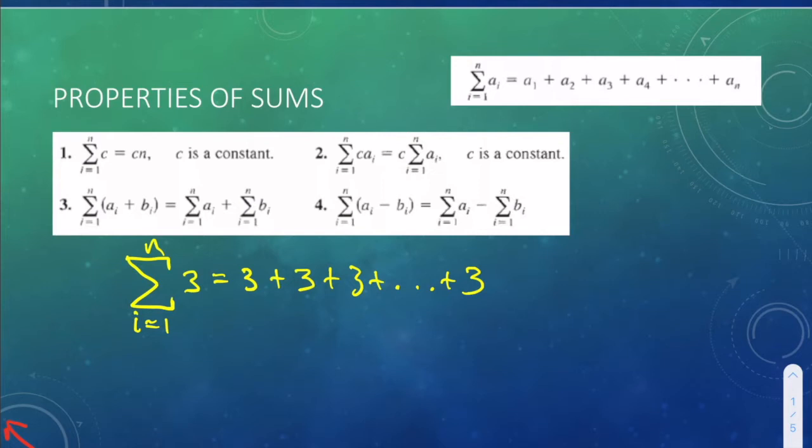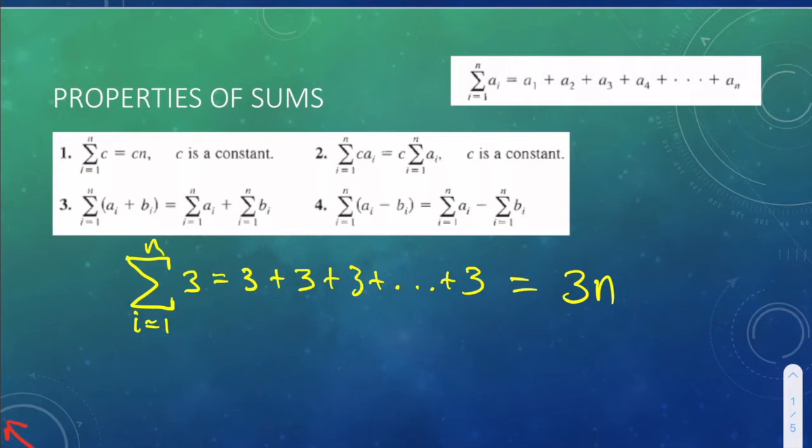Isn't this the same as saying 3 times n? Because we have n instances of 3 being added. And so there it is. In the first property, the sum of c is just going to be c times n.